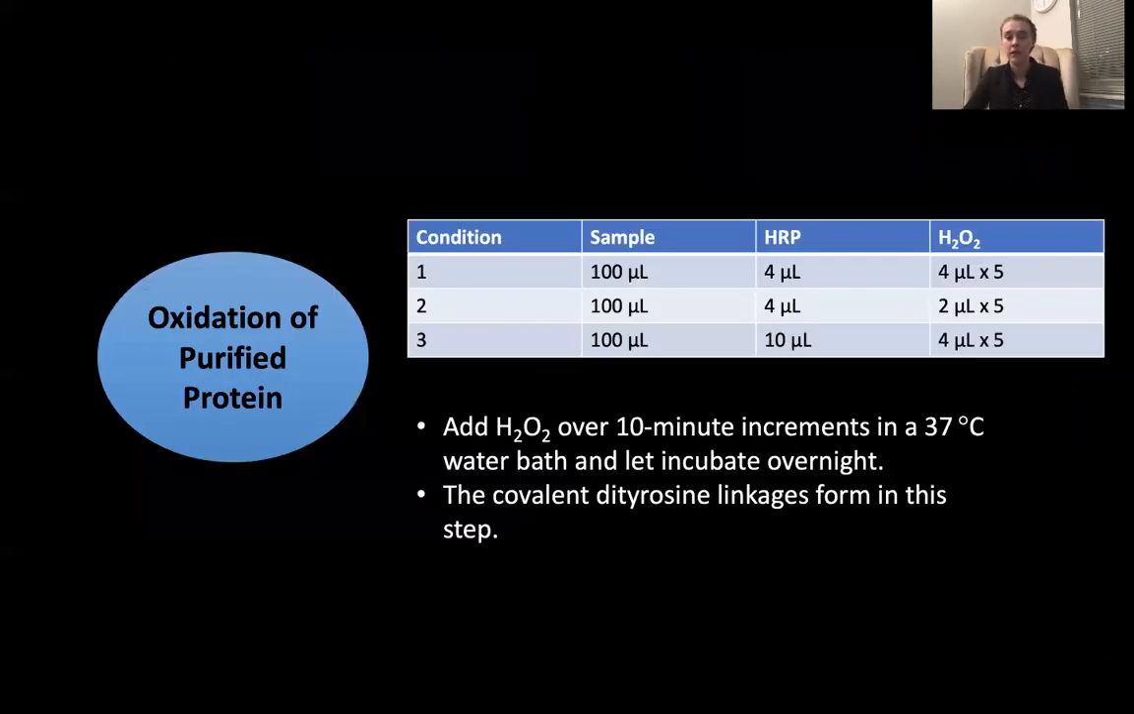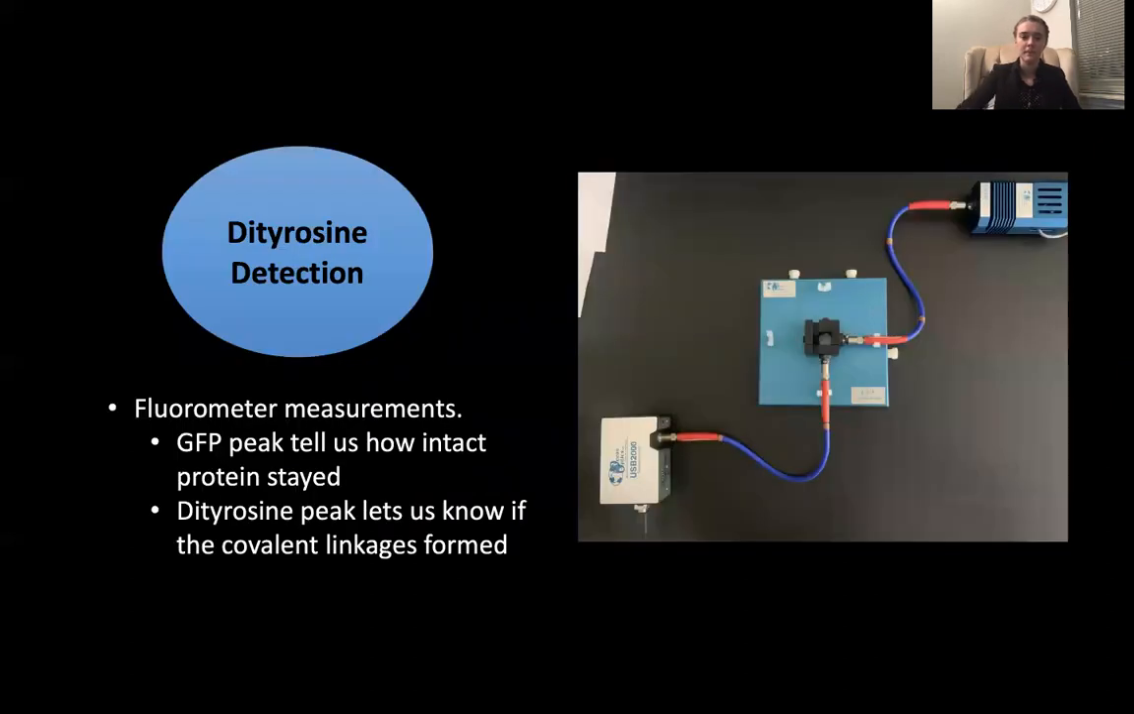So then at this point, we oxidize our protein, and we add HRP, the horseradish peroxidase, and hydrogen peroxide over 10-minute increments in a water bath, and then we let it sit overnight. This is the process that a previous study found to work, and so we're basing our study off of this.